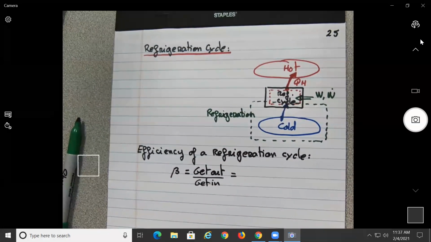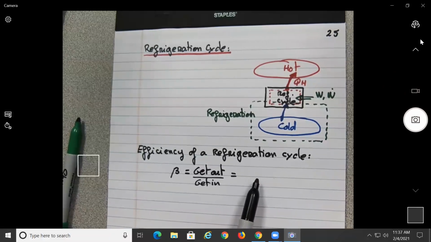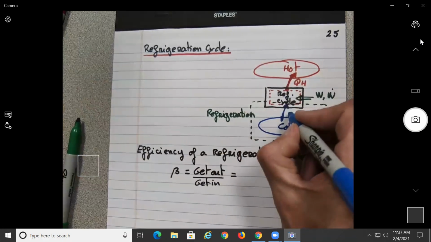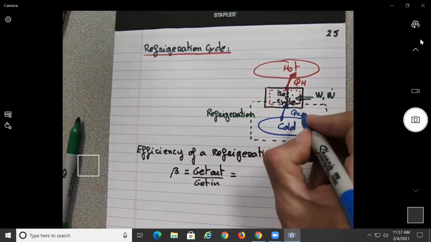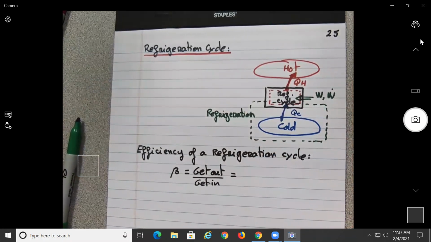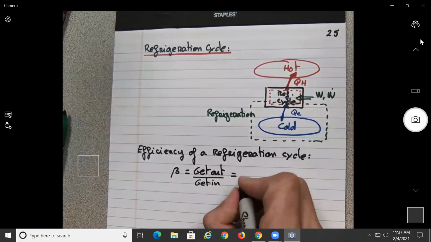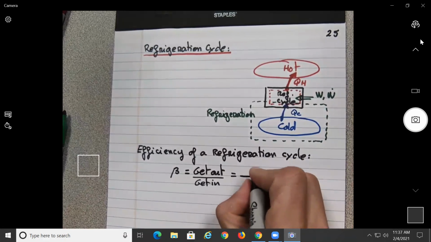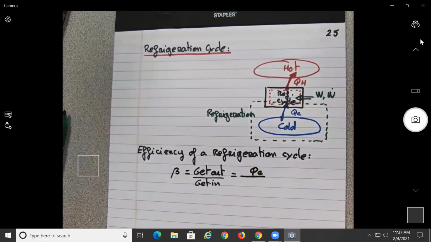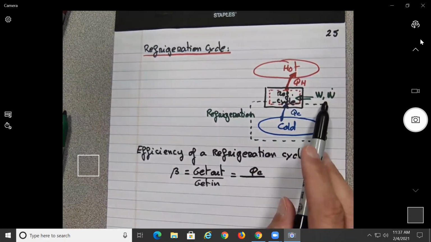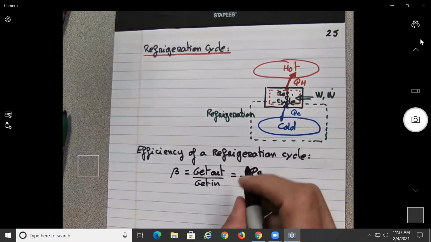So in this case, what are we trying to get out? What are we trying to achieve? It is to put cold, Q sub C, into the system, no? So what we're trying to achieve, to get out, is Q sub C. In order to get Q sub C, what do we need to provide the system with? Power or work. We have here work.